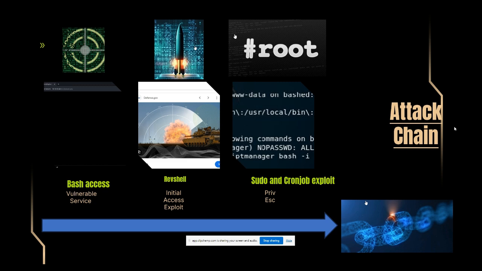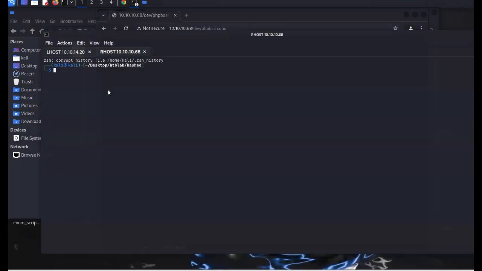This is going to be the attack chain. First we'll have the bash access, get the reverse shell, exploit the sudo cron job, and get root. That said, let's go and get started.